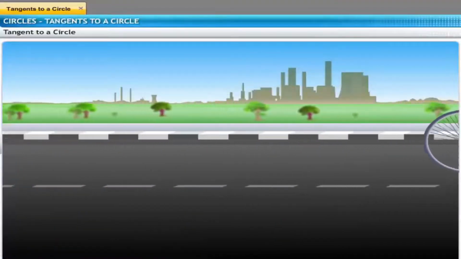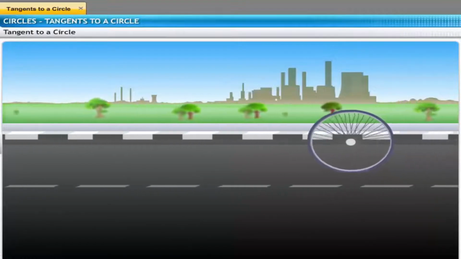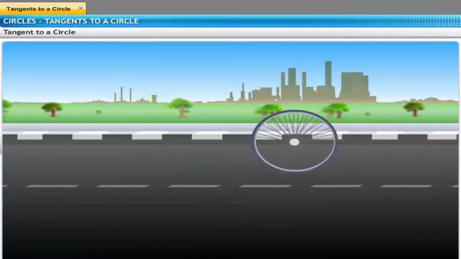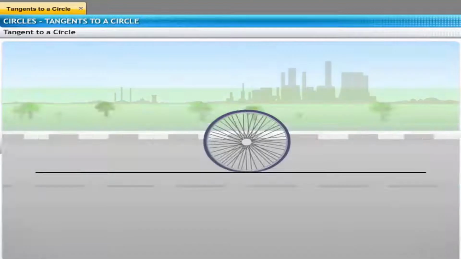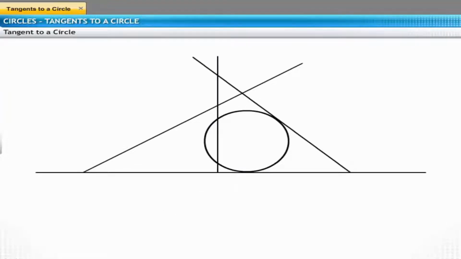Have you ever noticed the wheels of a vehicle moving on the road? What does the surface of the road look like against the wheel? Does it look like a line touching a circle at one point? Well, this is what you call a tangent. Here are a few more lines. Are all these tangents to the given circle?